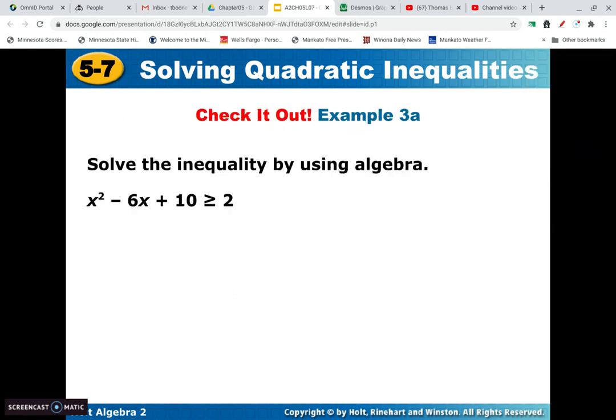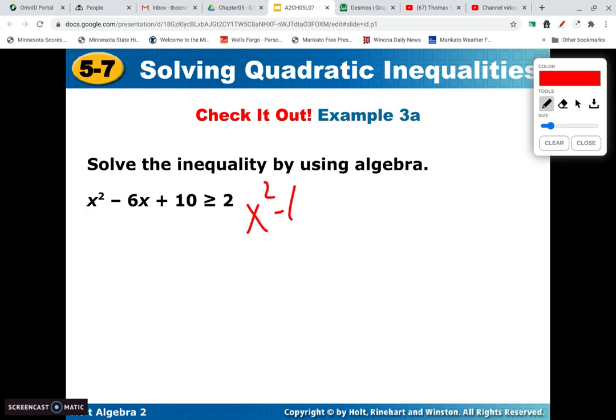All right, let's try another one here. Again, using algebra, let's get everything over to one side. We've got x squared minus 6x, and if we subtract 2, we get plus 8, is greater than or equal to 0. Once again, we have an upward opening parabola. This time we want to know when are we bigger than 0. So it's when we're here or when we're here.